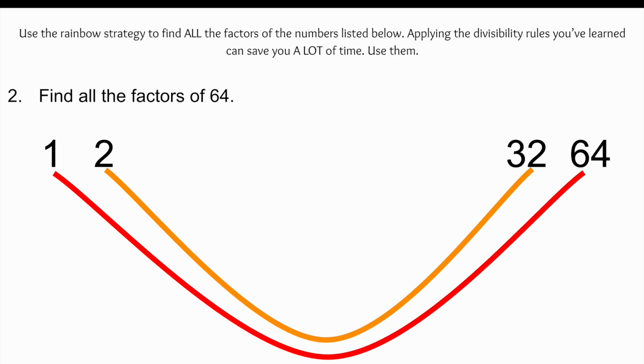Is 3 a factor of 64? Well, one way to determine this would be to do the long division and see if you end up with a remainder or not, right? If you don't have a remainder, then it is a factor. And if you do have a remainder, it's not.